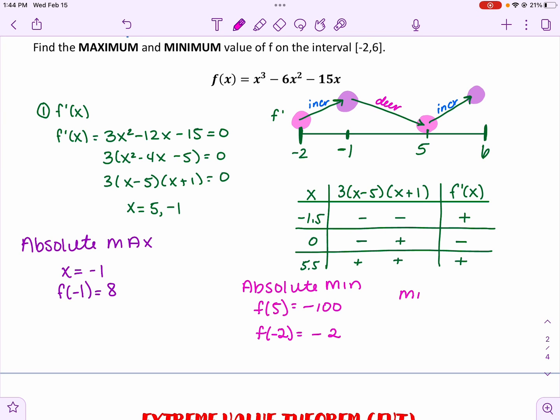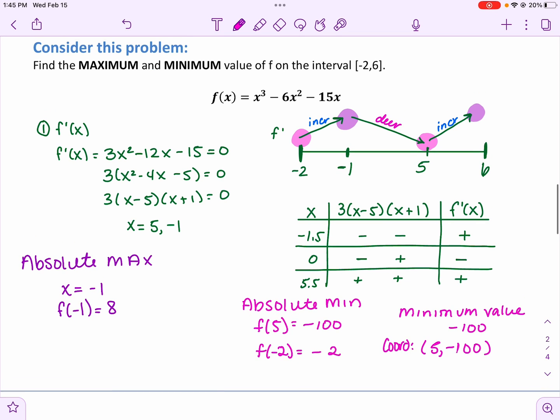So your minimum value is -100, but if they ask you where is it occurring or what is the coordinate, it is occurring at 5, comma, -100. Be careful about how they ask you for the question, because if they ask you for the coordinate, you want to make sure you provide your answer as an ordered pair. If they ask you for a minimum value, they just want the y value that is the minimum. Or if they ask you for the x coordinate, they just want the x coordinate. So please make sure you are reading the question.